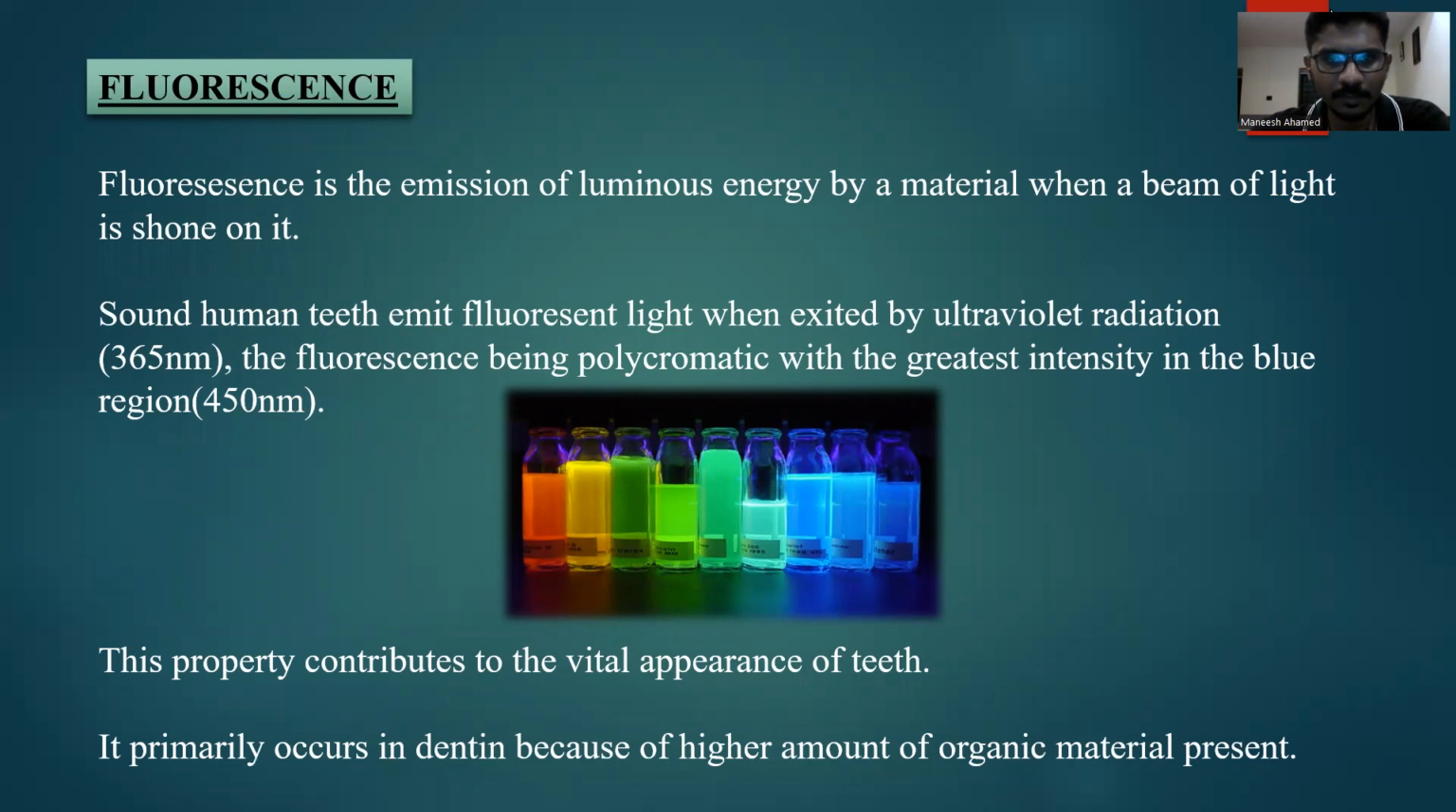Another important feature is fluorescence. Fluorescence is the emission of luminous energy by a material when a beam of light is shone on it. Some human teeth emit fluorescent light when excited by ultraviolet radiation, that is 365 nanometer. The fluorescence is polychromatic with the greatest intensity in the blue region, that is 450 nanometer. This property contributes to the vital appearance of the teeth. It primarily occurs in dentin because a higher amount of organic material is present.